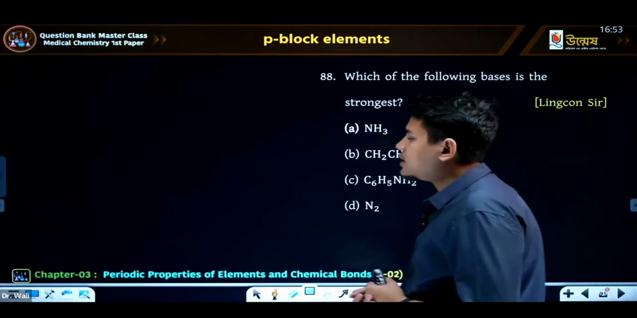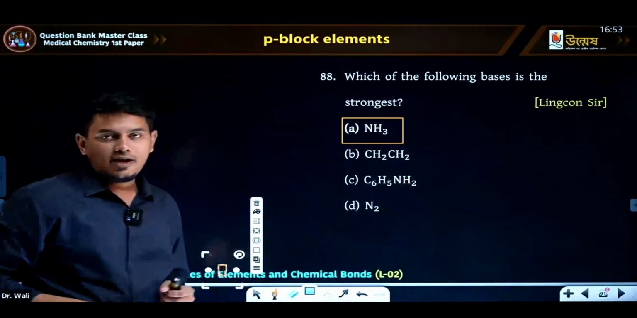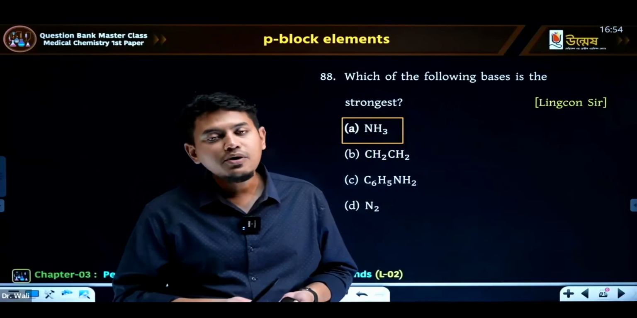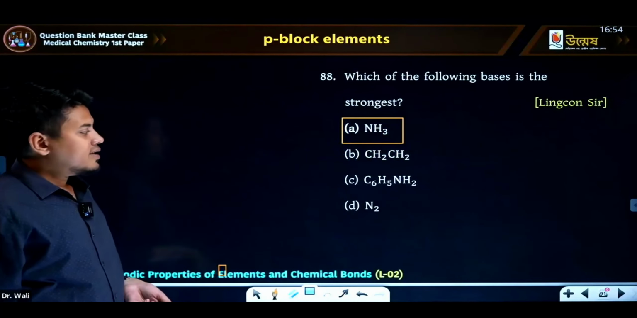Which of the following bases is the strongest? The strongest base will be ammonia, since it got higher Kb value. We know that the bases which show higher degree of dissociation, or higher dissociation constant value, are more basic in nature. In this case, ammonia is the correct answer.